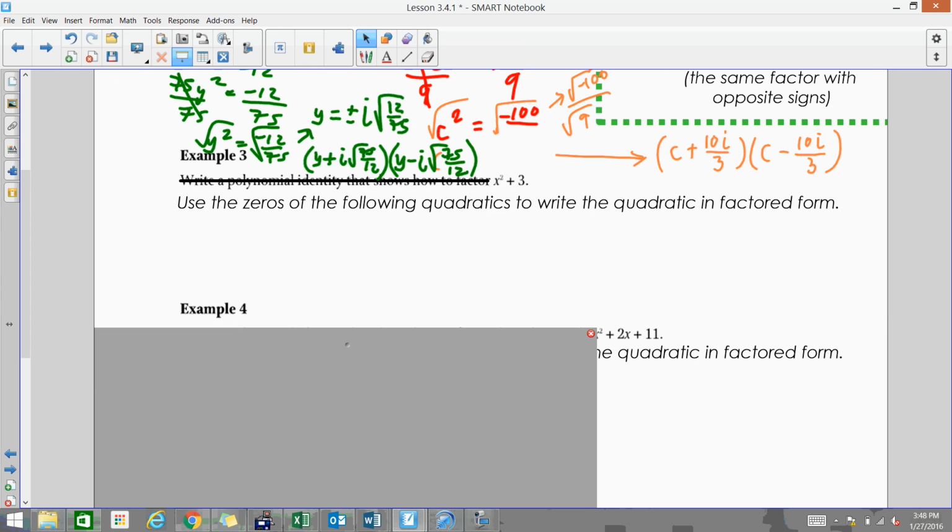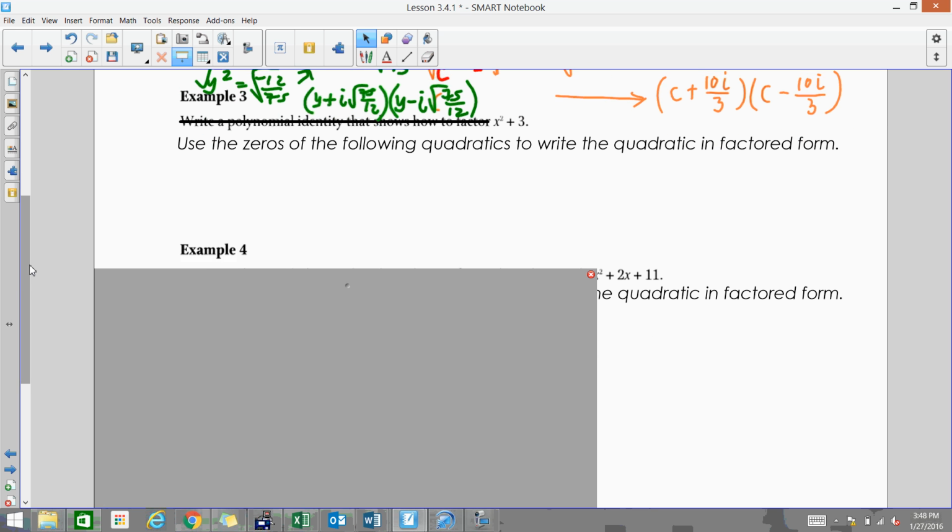I'm not going to do example 3 because example 3 literally is the same thing, but I want to quickly show you. Actually, you know what? I will show you example 3. So this example 3, again, we're going to rewrite this using the zeros.